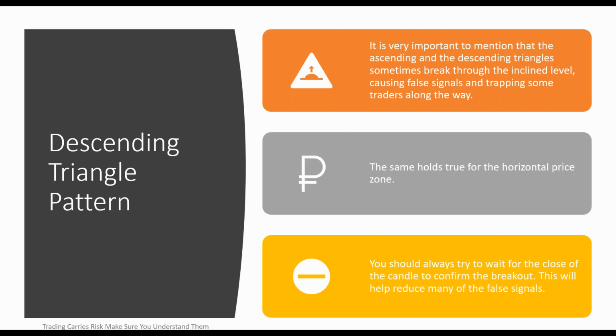So it's very important to mention that an ascending and descending triangle sometimes break through the incline level, causing false signals and trapping some traders along the way. The same holds true for the horizontal price zone. You should always try to wait for the close of the candle to confirm a breakout. This will help us reduce the number of false signals.